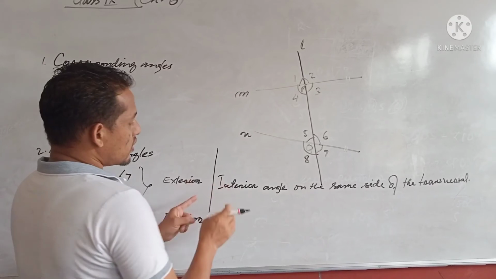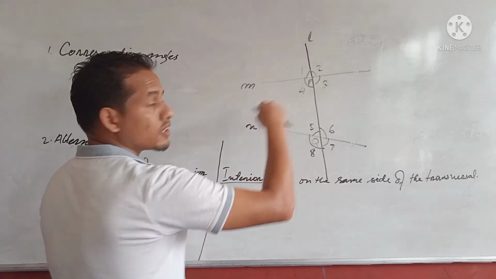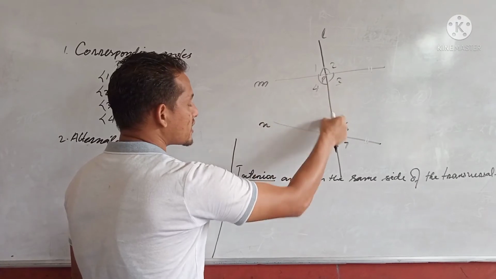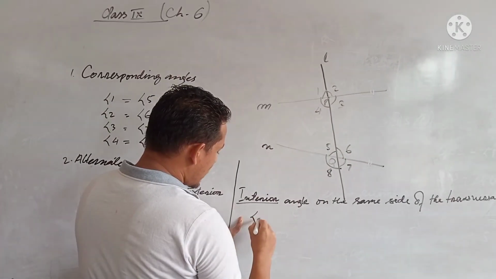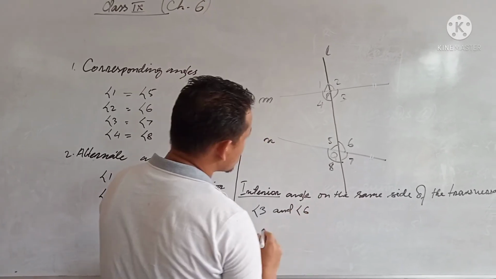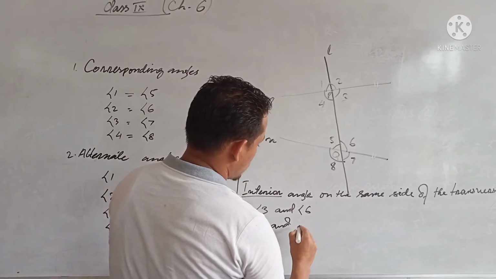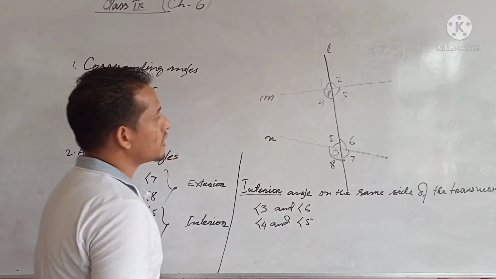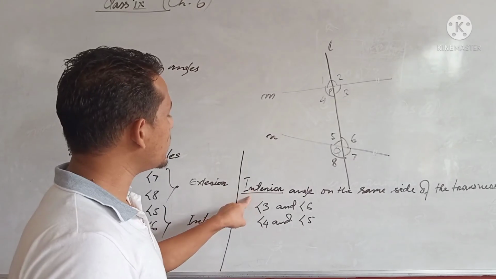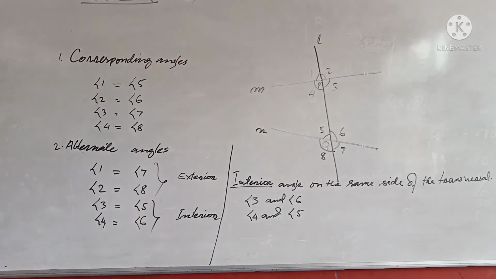Now we already mentioned interior. That means no need to take 1 and 2, 7 and 8. You will be taking only the inside ones, like angle 3 and angle 6, again angle 4 and angle 5. These two pairs, 3 and 6, 4 and 5, are interior angles on the same side of the transversal.